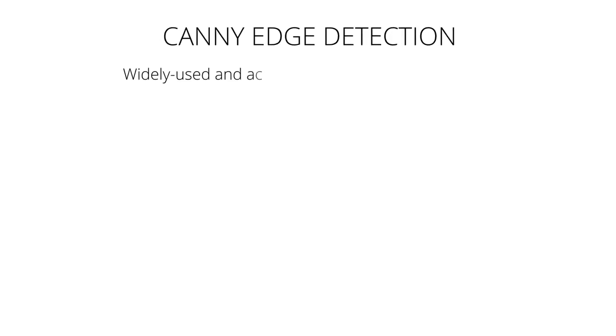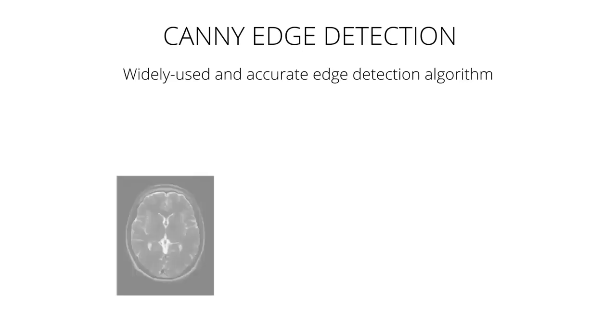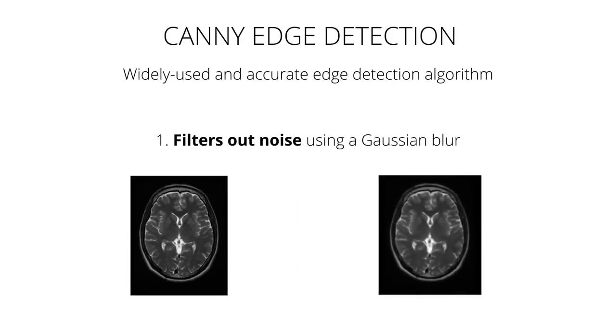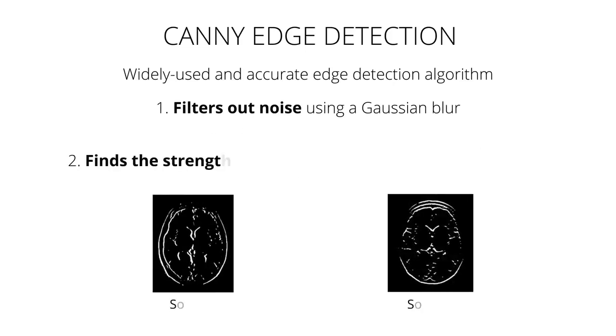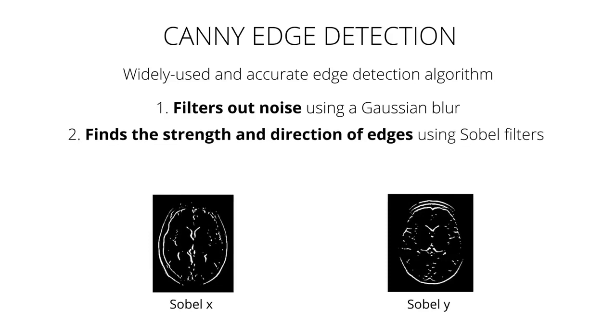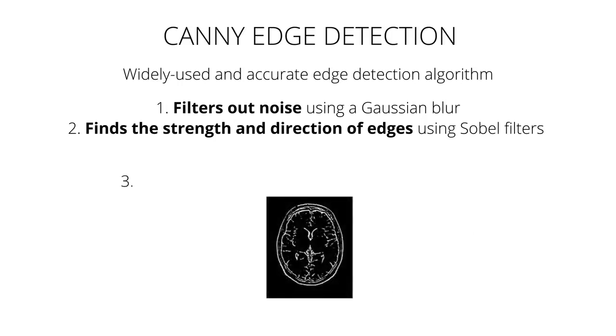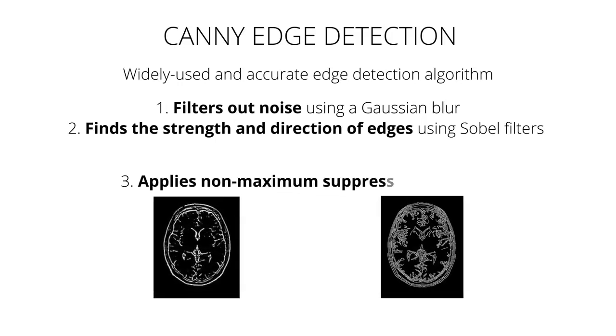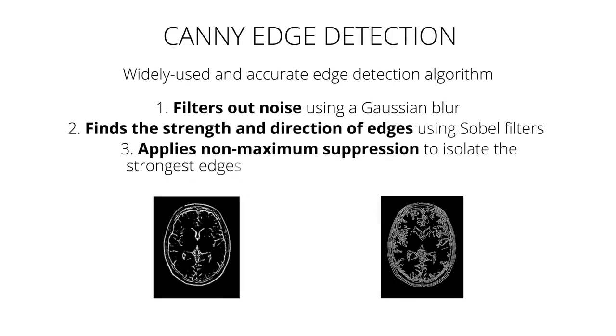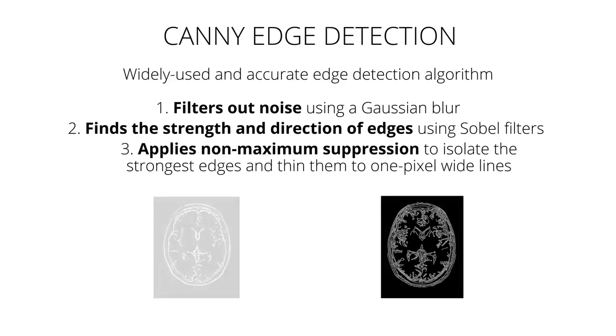Canny edge detector. Canny edge detection is used very widely in computer vision applications because it goes through a series of steps that consistently produce accurately detected edges. First, it filters out noise using a Gaussian blur. Second, it finds the strength and direction of edges in an image using Sobel filters, and we've gone through steps like these before. Third, using the output of the Sobel filters, Canny then applies non-maximum suppression, which looks at the strength and direction of each detected edge and selects the local maximum pixel to create consistent, 1-pixel-wide thin lines that align with the strongest edges.